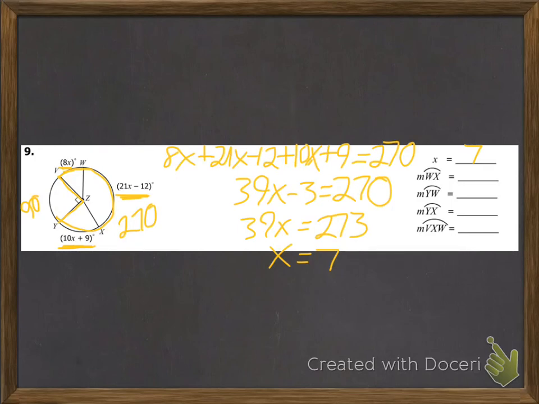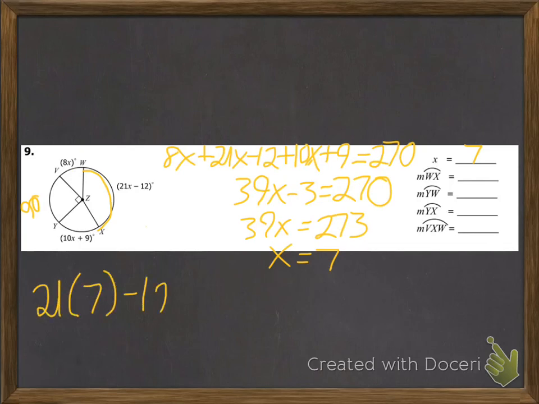Now let's find all of our arc measures here. So let me erase all of this. We already know that VY is going to be 90. So now we can try to find all the other ones. So WX, that's going to be this big one right here. So for that, we just need to plug in 7. So 21 times 7 minus 12. Solve for that, and you're going to get 135. So there's the first one.